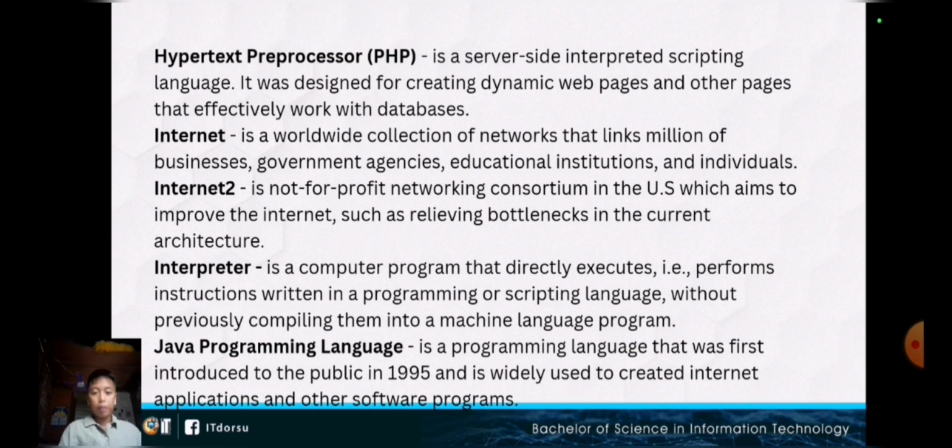Next is the interpreter. It's a computer program that directly executes or performs instructions written in a programming or scripting language without previously compiling them into a machine language program. So, an interpreter translates source code into object code, one instruction at a time. Similar to a human translator translating what a person says into another language, sentence by sentence.